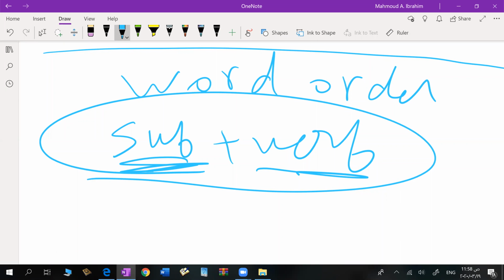In English, if you say the cat ate the rat, it has a completely different meaning from when you say the rat ate the cat, because English is a word order language. Subject must come before the verb. It has only one place before the verb.